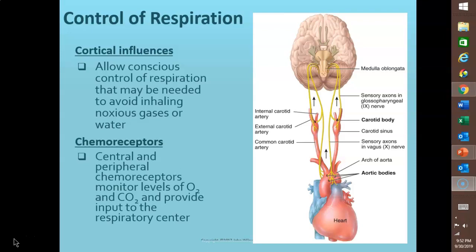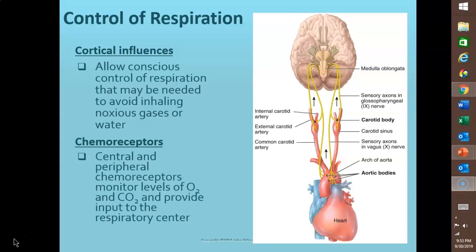Now remember, because CO2 is very lipid soluble, it diffuses easily into the cells and combines with water to form carbonic acid. Carbonic acid, again, is unstable, so it breaks down to release hydrogen ions and bicarb ions. So if there's an increase in CO2, it's going to cause an increase in hydrogen ions as that carbonic acid breaks down. That change in pH, that decrease in pH, is detected by those chemoreceptors.